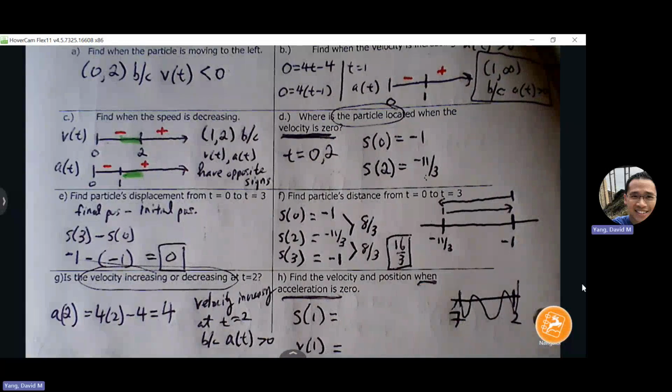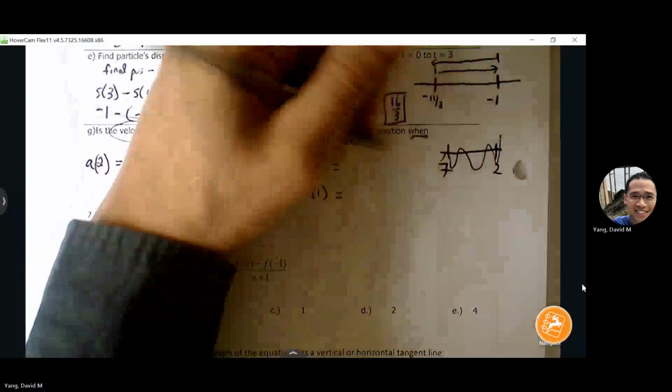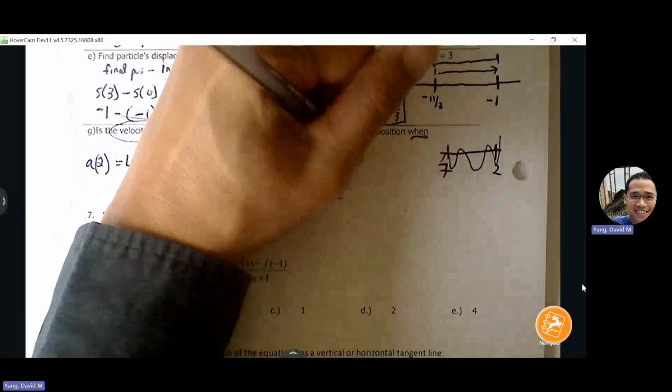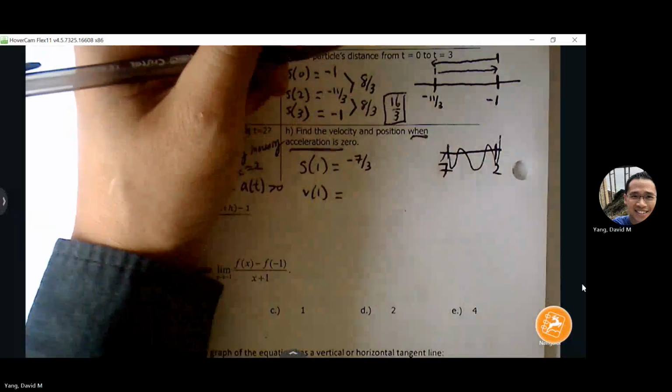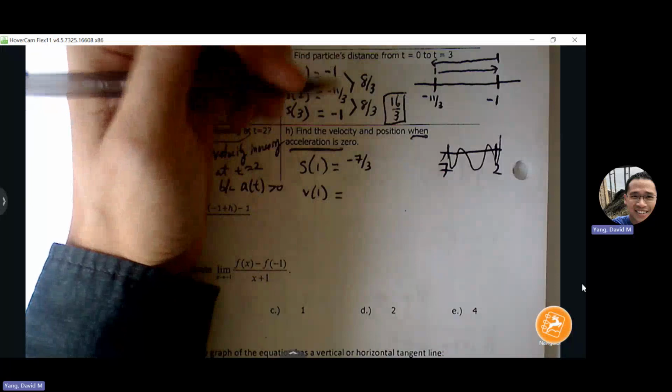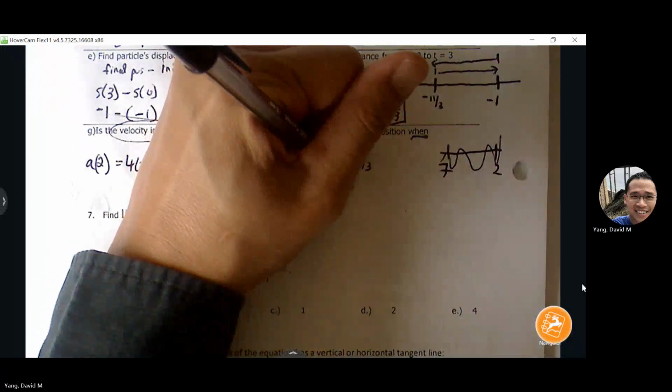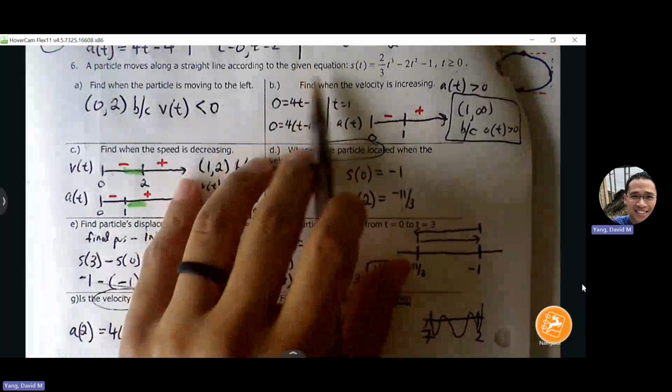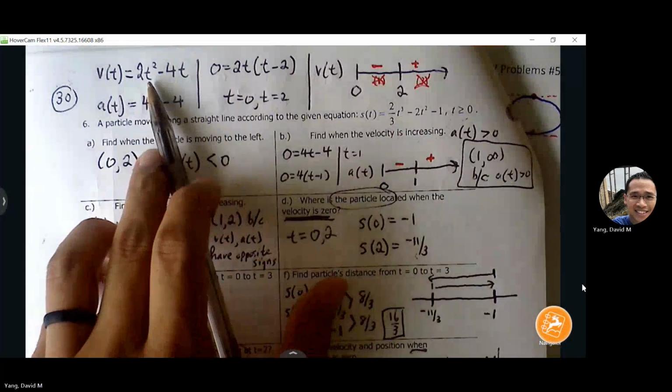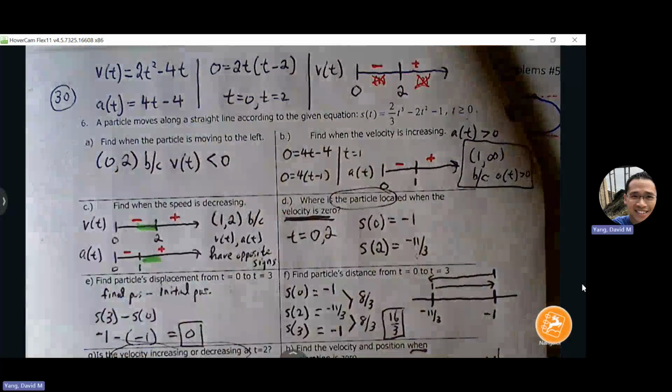Okay, plug 1 into the position function. You get negative 7/3. Velocity at 1, plug 1 into the velocity. I get negative 2. Yeah, so plug 1 into the velocity here. 2 minus 4 is negative 2.